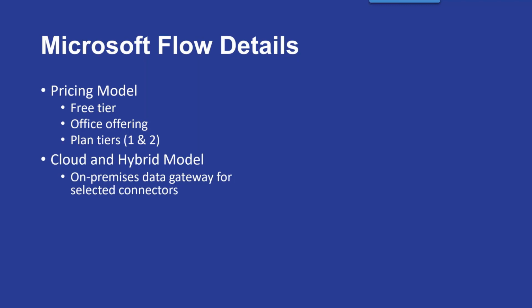Cloud and hybrid model. Similar to Logic Apps, you can have the on-premise data gateway on selected connectors and on selected offers. The free tier doesn't give you that, and some of the Office tier, if I'm not wrong, also doesn't give you that. But the Dynamics offer and Plan 1 and 2 would allow you to have the on-premise data gateway. You can create custom connectors just like you could with Logic Apps. That means you can manage what you have and publish those custom connectors for other people in your organization.